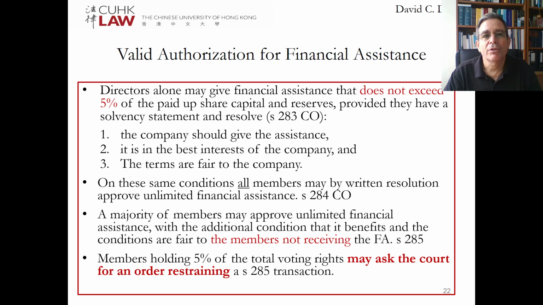However, if some members holding at least 5% of the voting rights of the company object to this, they may take it to the court and seek an order restraining the provision of the financial assistance.